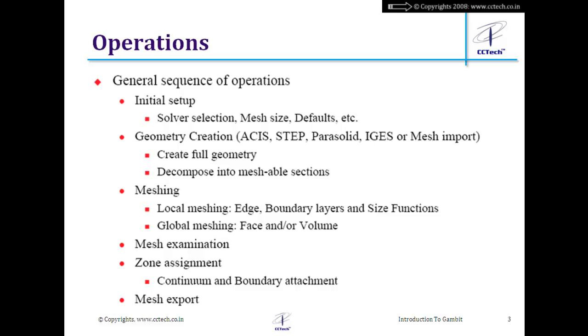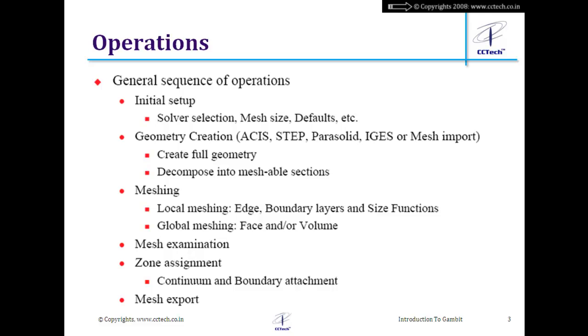Once the mesh is done, the next step, as I said, is to examine the mesh, check whether the mesh is proper or not, check whether the quality of the mesh is proper or not. Once that is done, assign the zones like continuum and boundary attachment. Continuum is nothing but in which region you will treat as a solid and which region you will treat as a fluid. If you are interested in conjugate heat transfer, for example heat exchanger problems, and if you are modeling the thickness of the pipe, in that case we have to also model a solid domain.